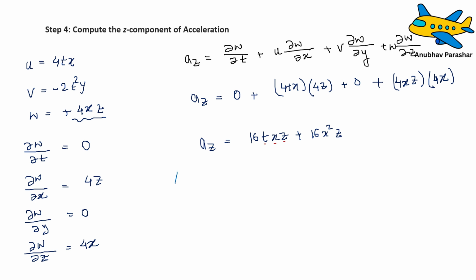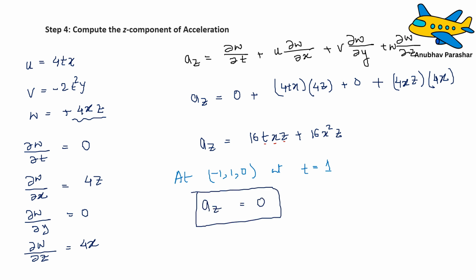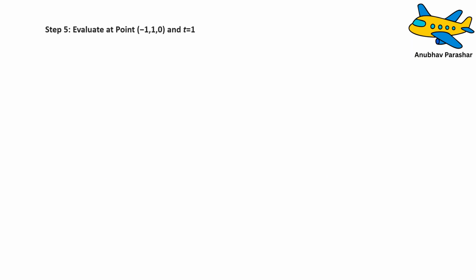Now at -1, 1, 0 at time t is equal to 1, if you substitute all these values, you will see that az is coming out to be 0. So the z component of acceleration is also equal to 0. Right? So once we have done this, let us write down the equation of acceleration. So the acceleration can be written as ax i cap plus ay j cap plus az, right, k cap.